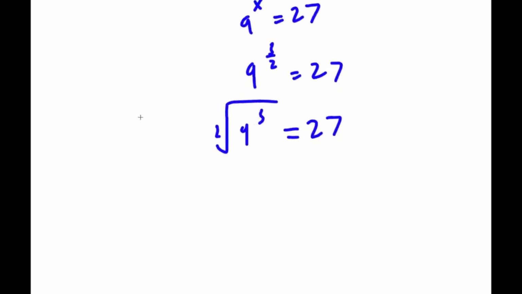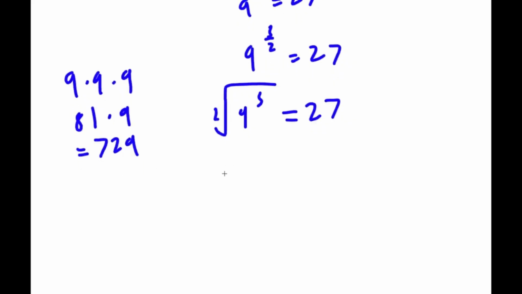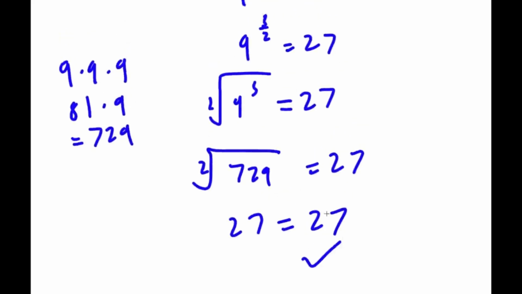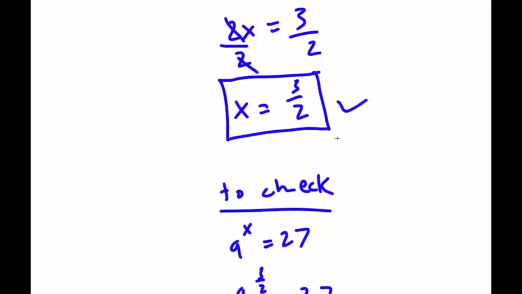Now 9 to the power of 3, well that's 9 times 9 times 9. 9 times 9 is 81, so 81 times 9 is equal to 729. So now I have the square root of 729 is equal to 27, and the square root of 729 is 27. So 27 is equal to 27, because this is right, our solution is right.